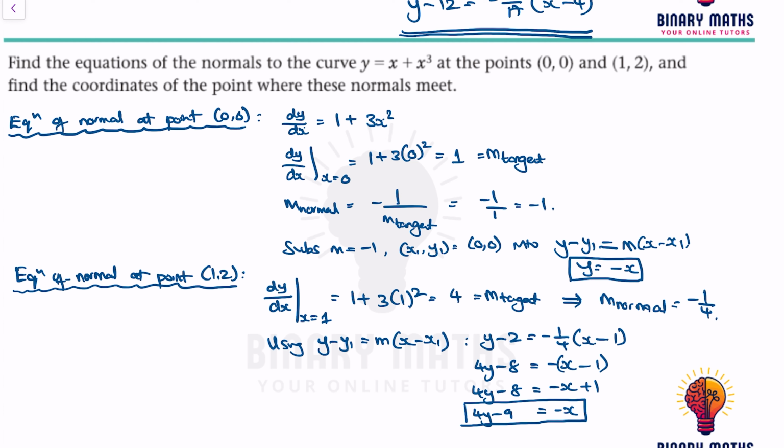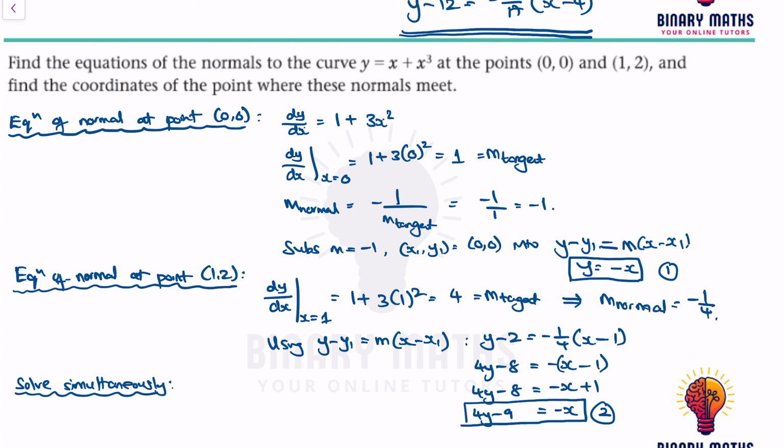It says find the coordinates of the point where these normals meet. That means I need to solve it simultaneously. Because I've got equation 1 here and equation 2 here, and because minus x is the subject of both formulae, I can equate the left hand side. So solve simultaneously.